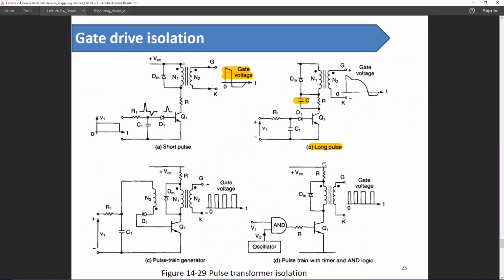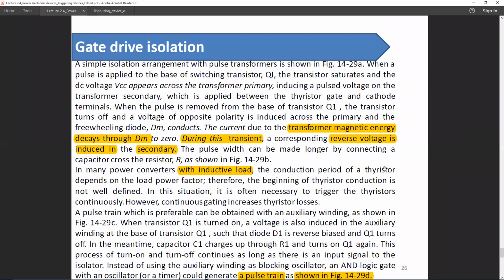So these are some other examples, and there are some descriptions. You can follow this. This ends our lecture on triggering devices and firing circuits.